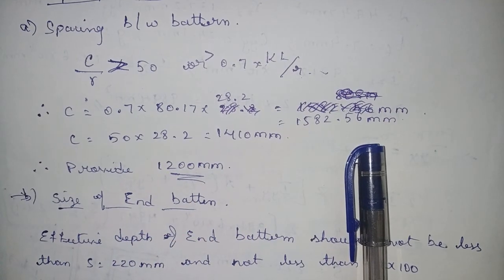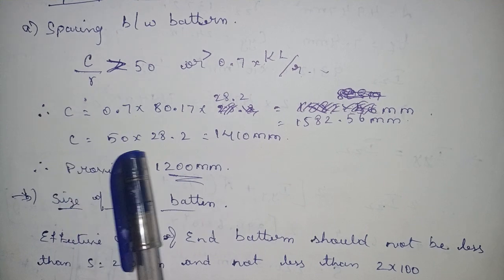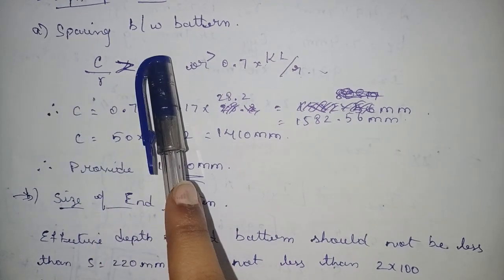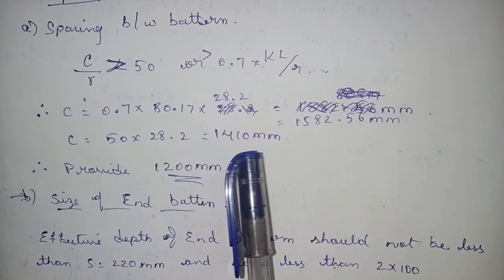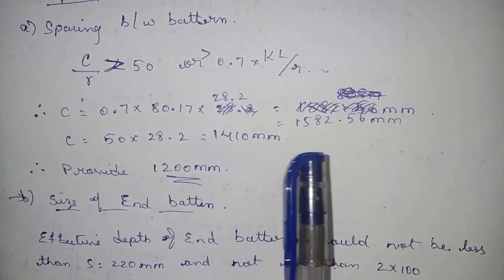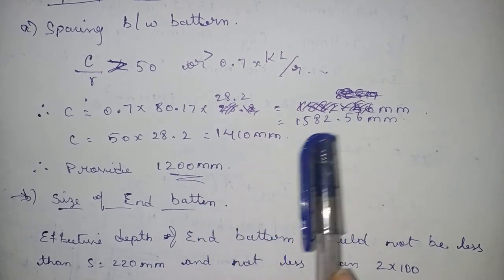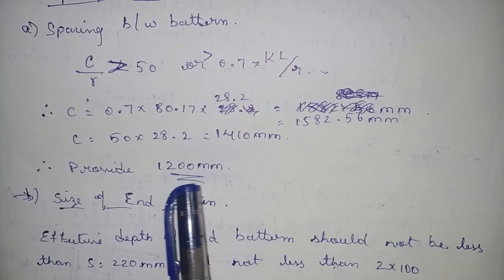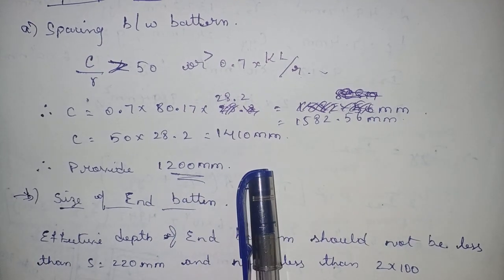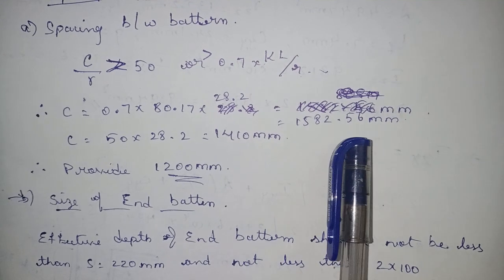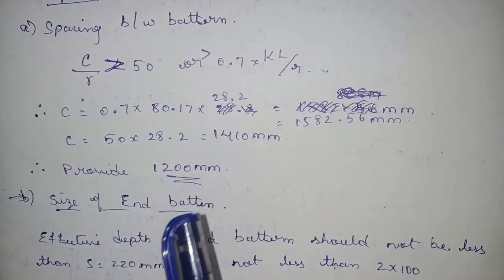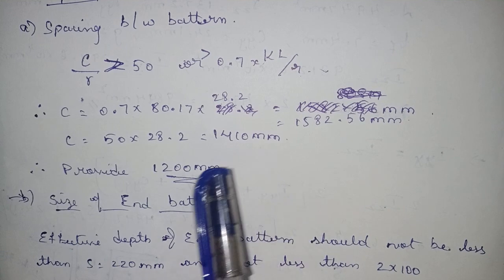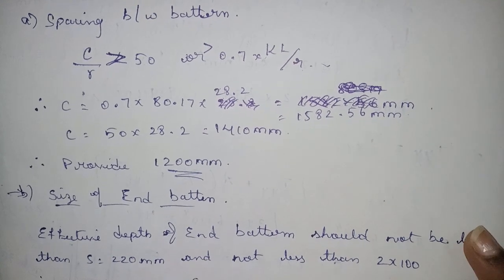Calculate, you will get this answer. Okay, and C and 50 into R, so that you will get this. It should be less than these two, should not be greater than, right? It should be less than these two, so that I have taken this one. You can take 1400 also, but not 1500. Okay, 1400 also, 1300, 350, whatever you want to take. I have taken 1200 mm.